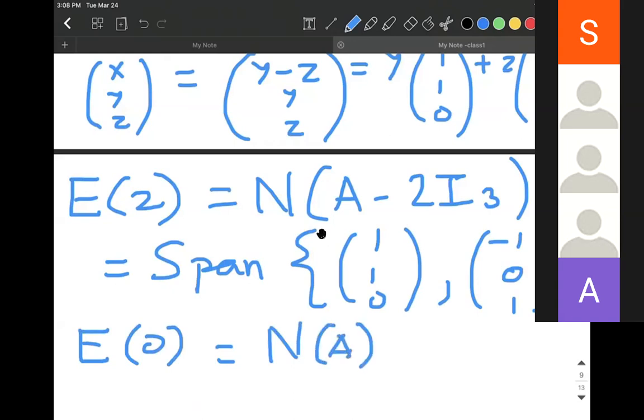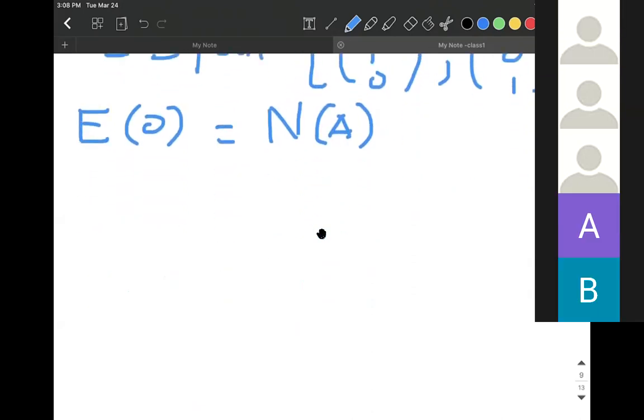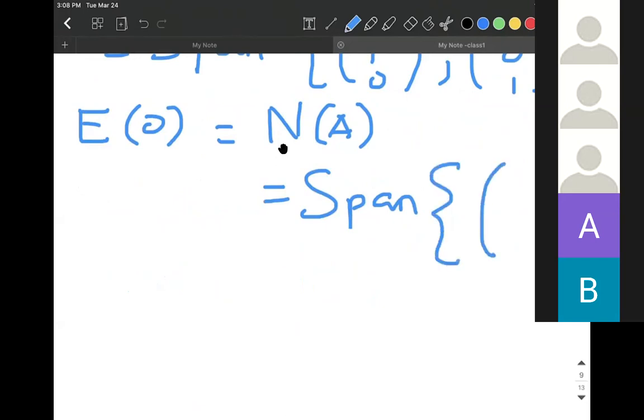And similarly for the eigenspace of 0, this is simply the null space of A, right? Because it's A minus 0 times I3. So it's simply the null space of A. And if you check, you will get this to be the span of, let's see, minus 1, 1, and 0. Okay. Now I leave this for you to check.